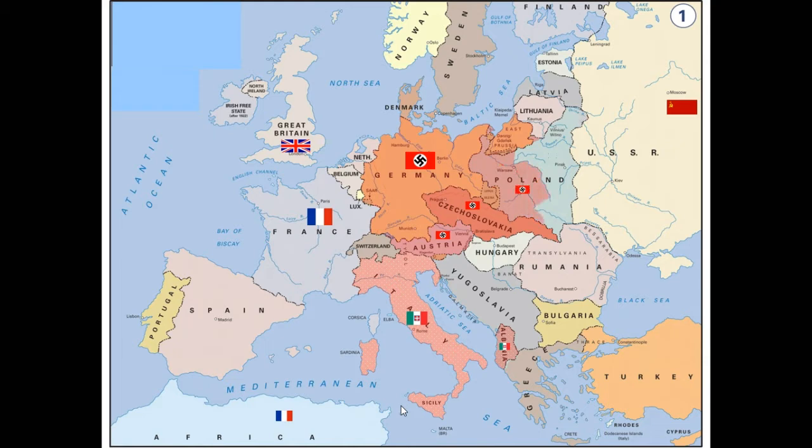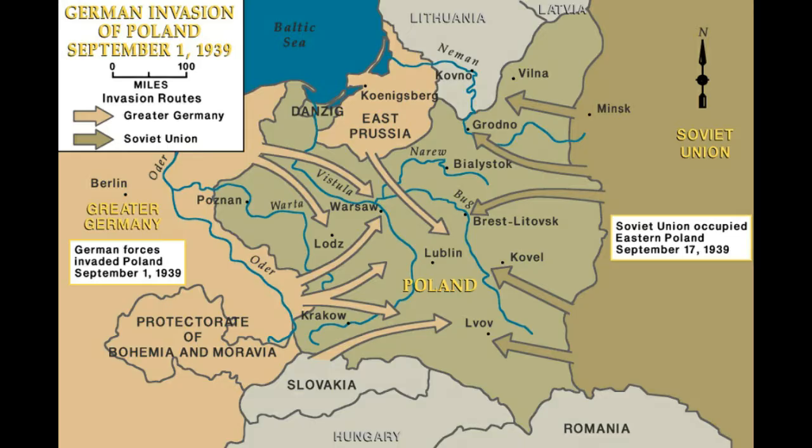These tactics worked to perfection against the Polish army, which was overmatched without any aid from the Allies. The Nazis had signed a secret deal with the Soviet Union prior to the invasion of Poland, where they had split the country in two between them.